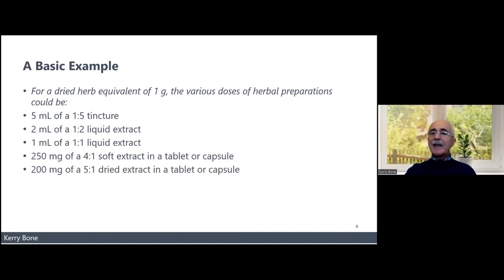It becomes a little bit less certain because of the solvent change when you're looking at infusions and decoctions, but nonetheless, you can roughly apply it. Perhaps sometimes you're best to multiply the dose by 2 because of the uncertainties of the water extraction versus alcohol and water.